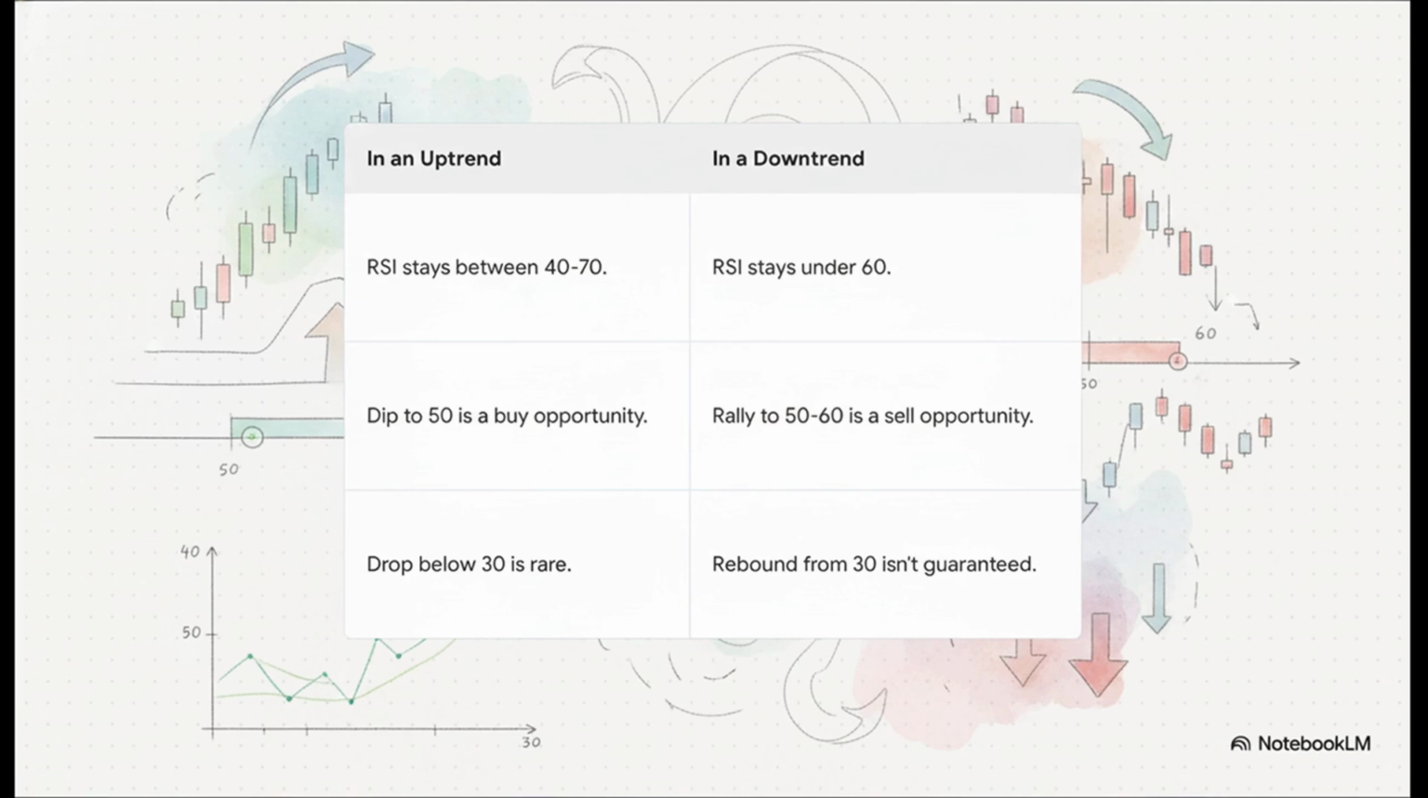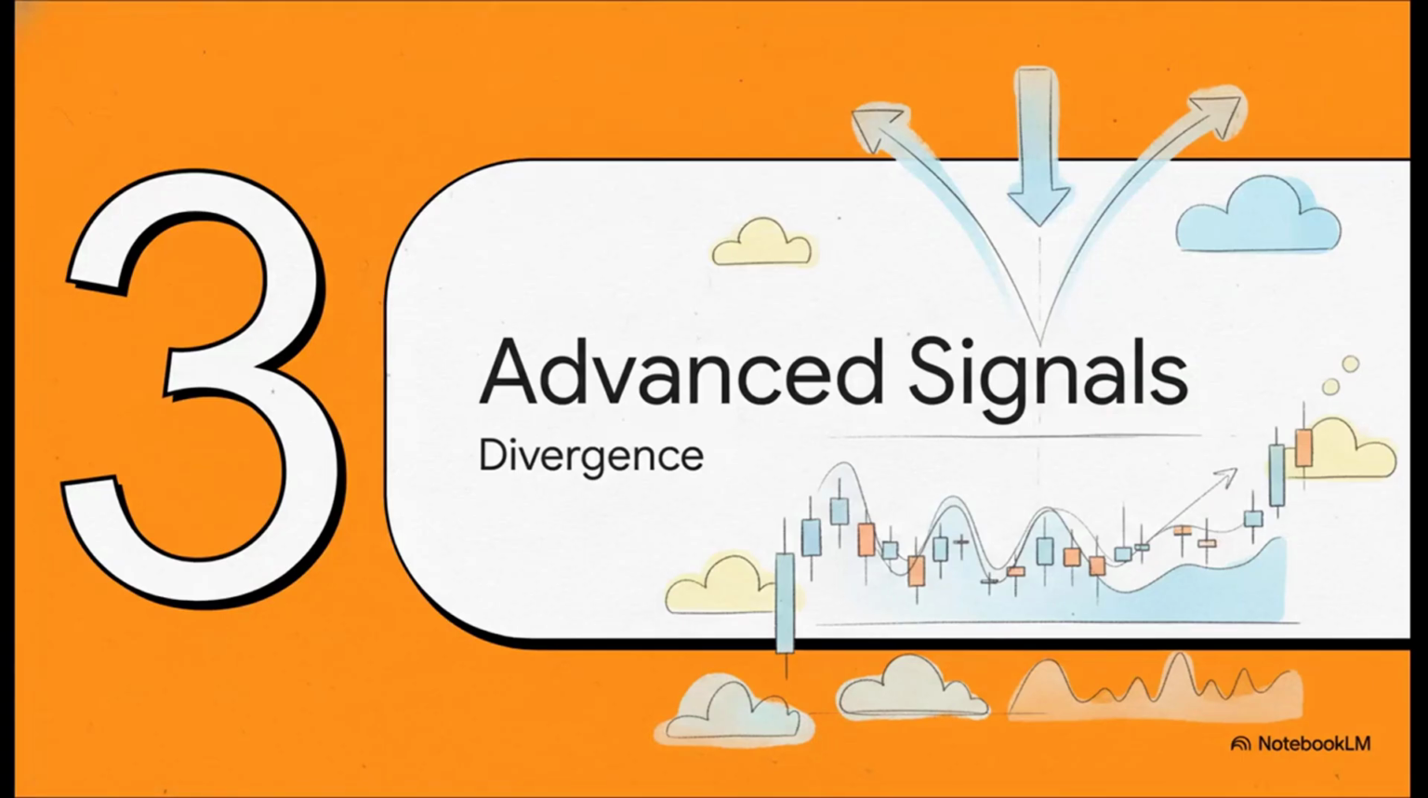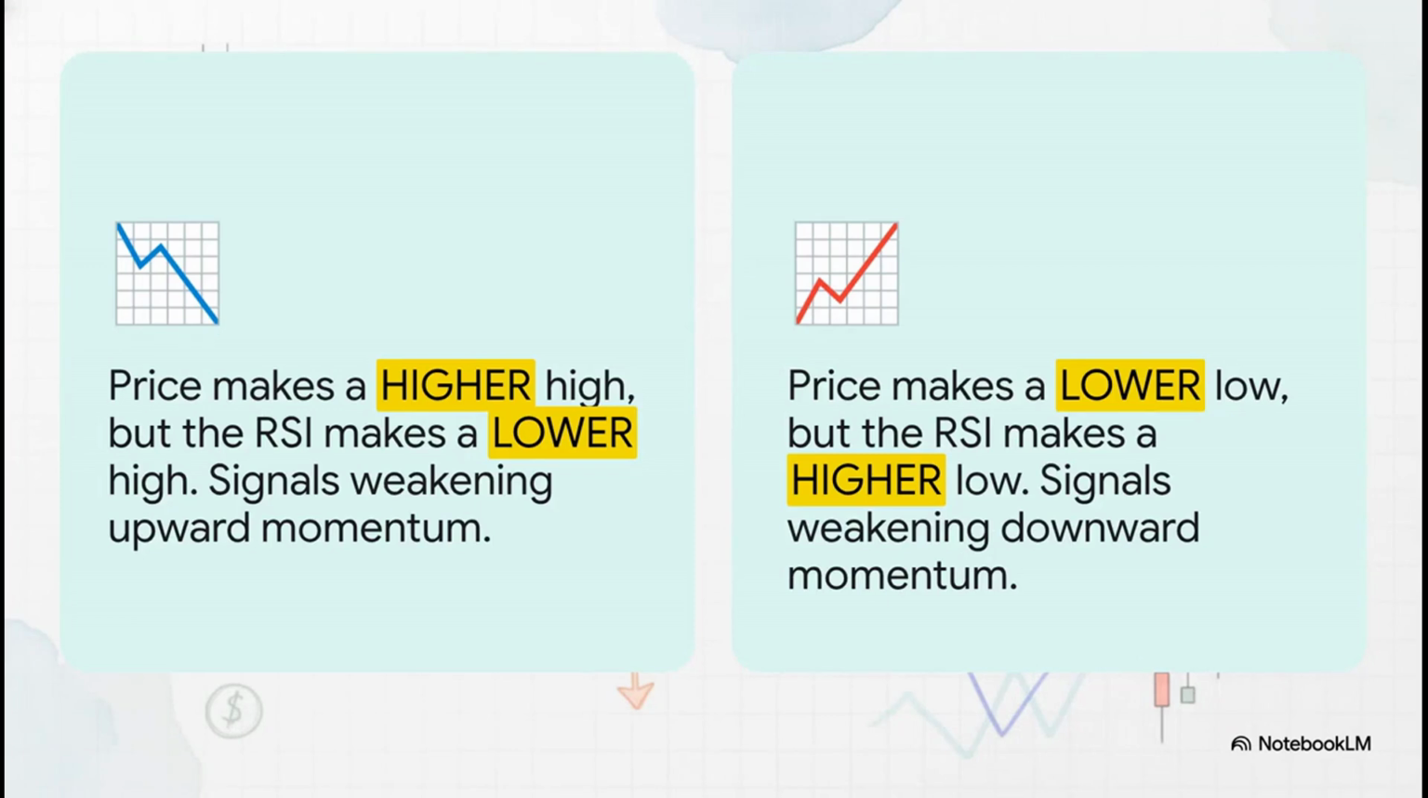So you see, the so-called rules change completely depending on the bigger picture. All right, so let's move past the basics, because there are way cooler, more advanced signals you can look for. And one of the most powerful ones is a concept called divergence. Divergence is all about when the price and the RSI start telling two different stories.